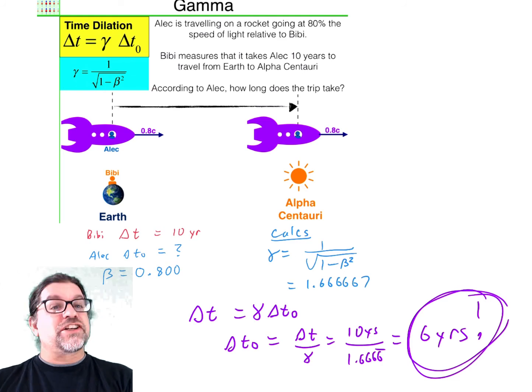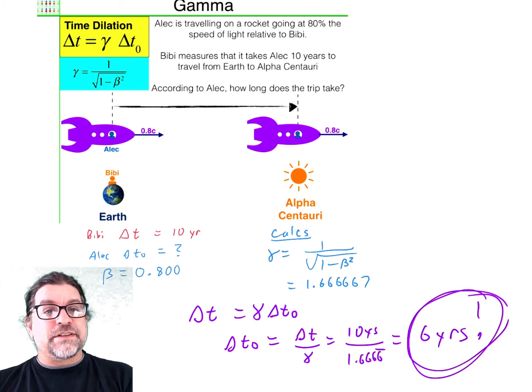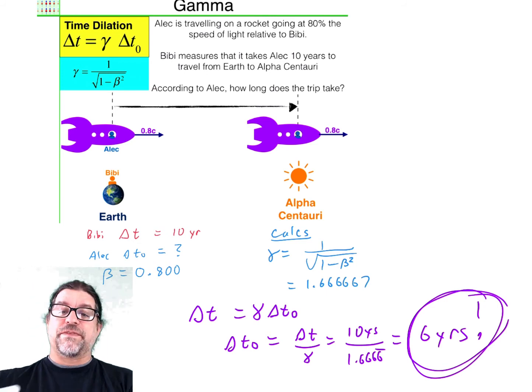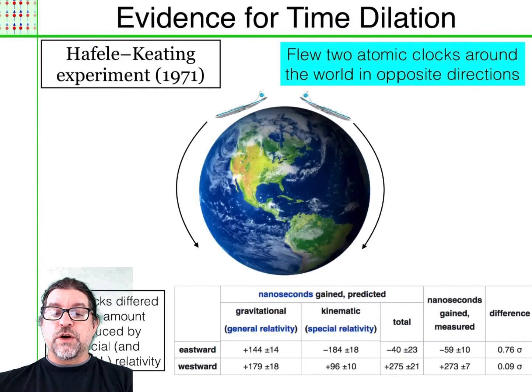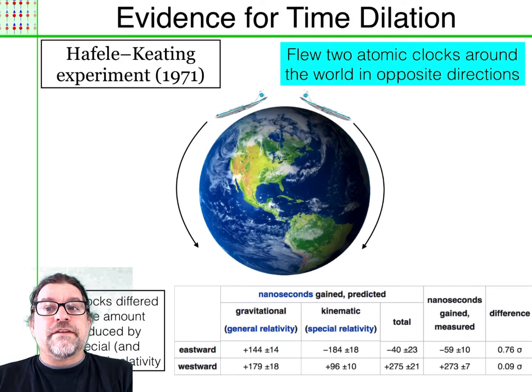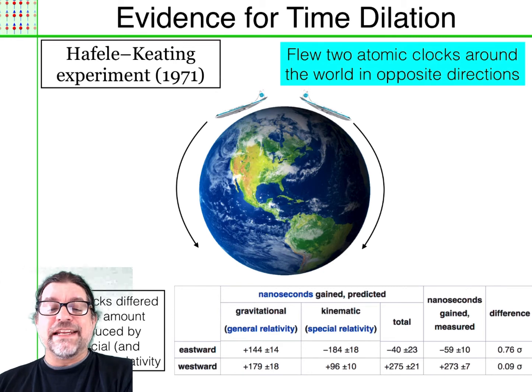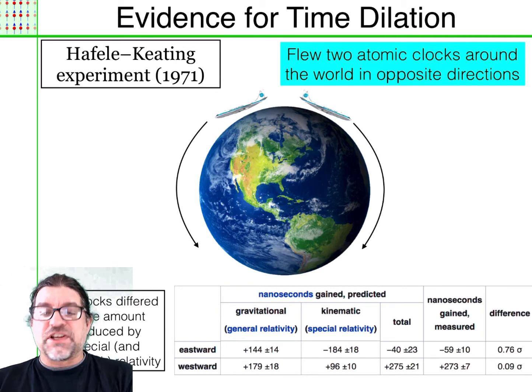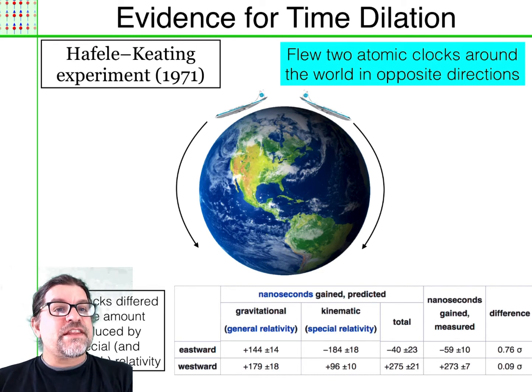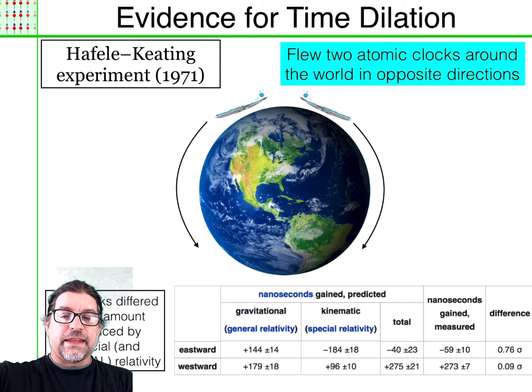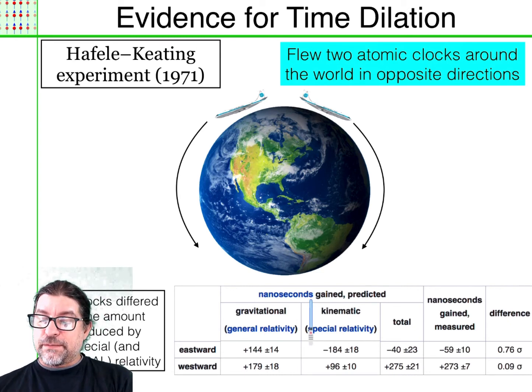Like, if we were to actually do this experiment, instead of just me drawing on an iPad here, would this happen? And we've done experiments. We haven't sent Alec to Alpha Centauri, but we've done experiments to see if clocks in different reference frames measure different amounts of time. The first experiment was the Hafele-Keating experiment in 1972. They flew atomic clocks in opposite directions around the world. They synced them up at first, and then they compared the differences between them. And the differences between them were the amount predicted by special relativity.